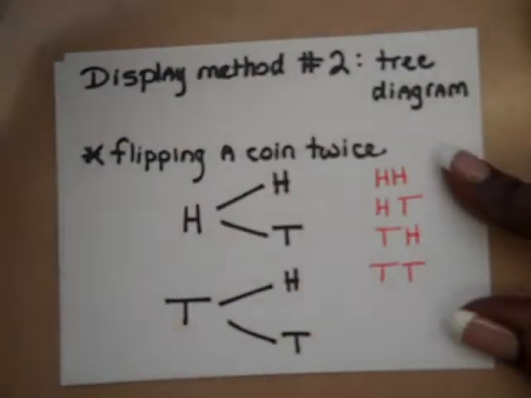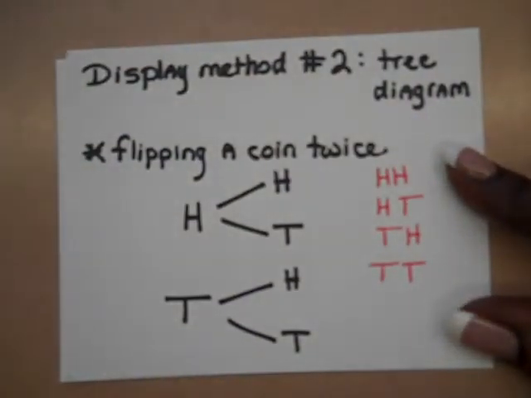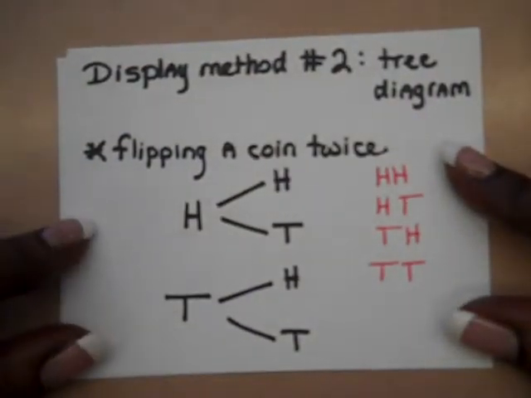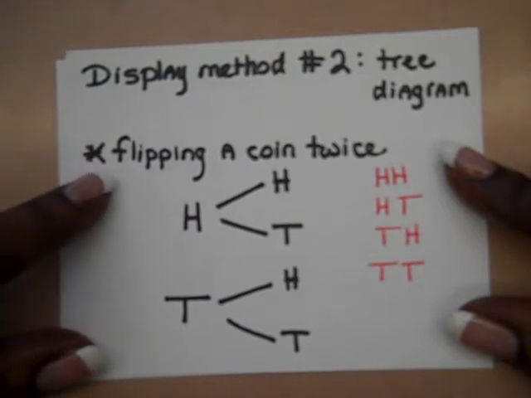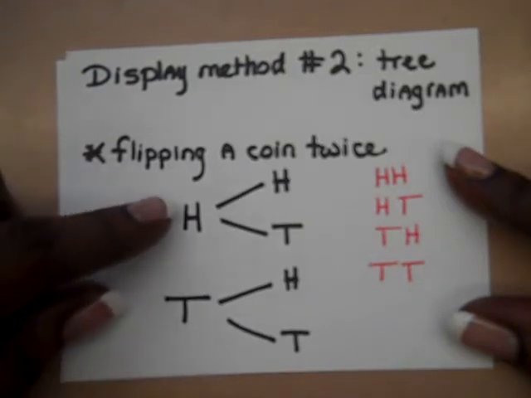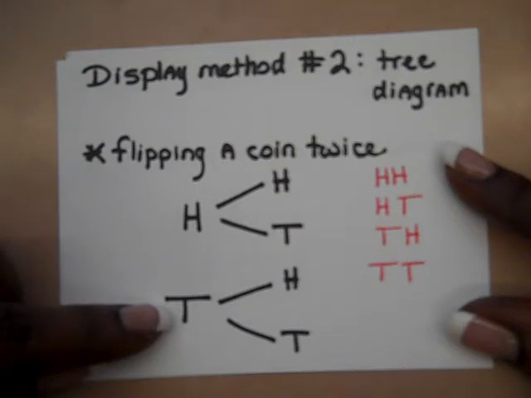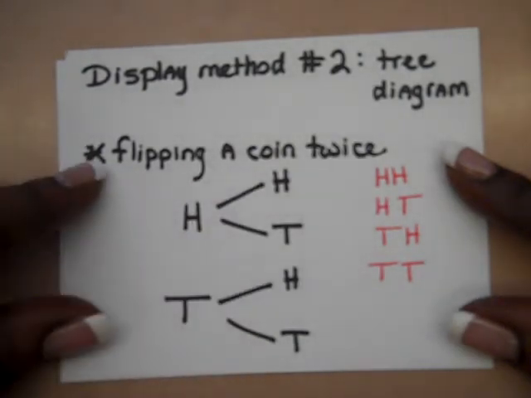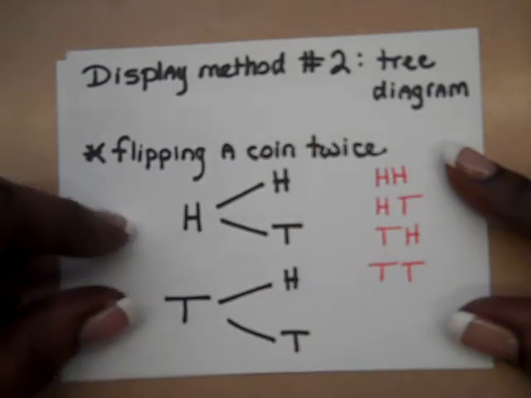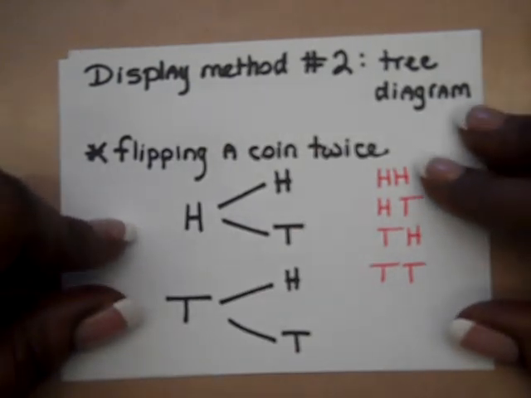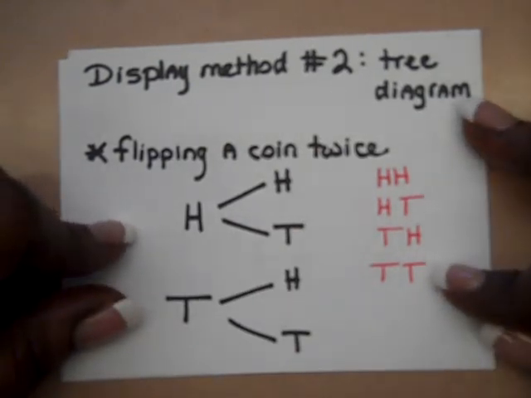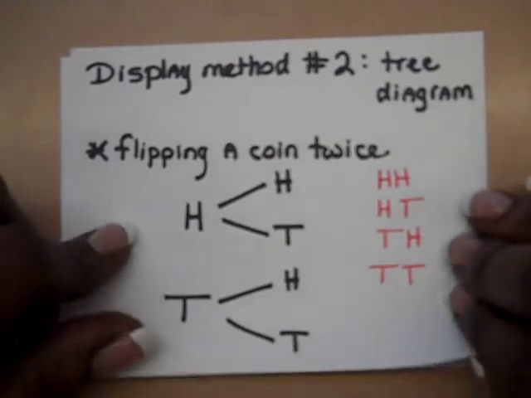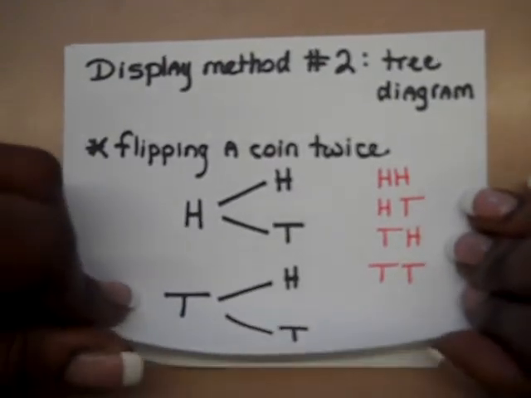Another method that we've discussed in class is using a tree diagram to display outcomes. Same example, flipping a coin twice. You could get heads or tails on the first flip, and then on the second flip, still heads or tails remains as possible outcomes regardless of the previous. Therefore, you can see in this tree diagram that there's still 4 possible outcomes when flipping a coin twice.